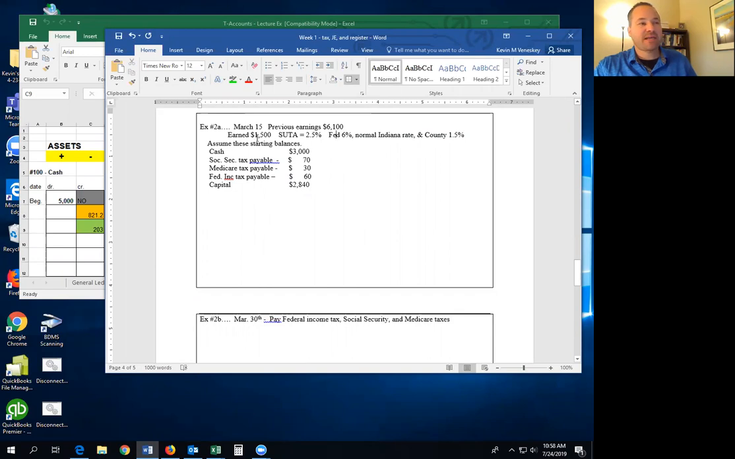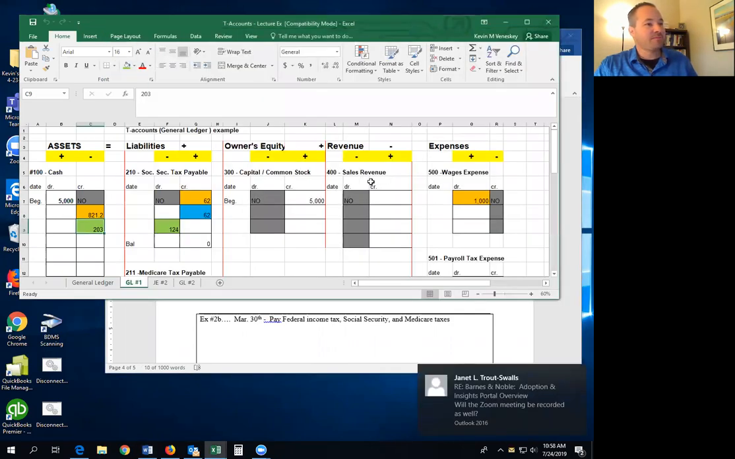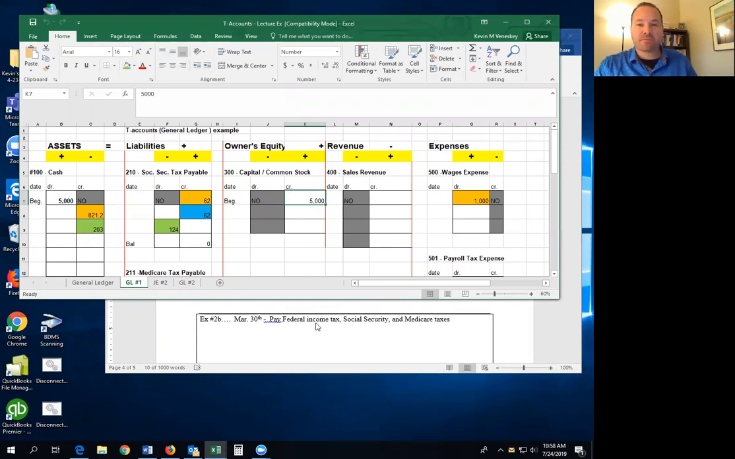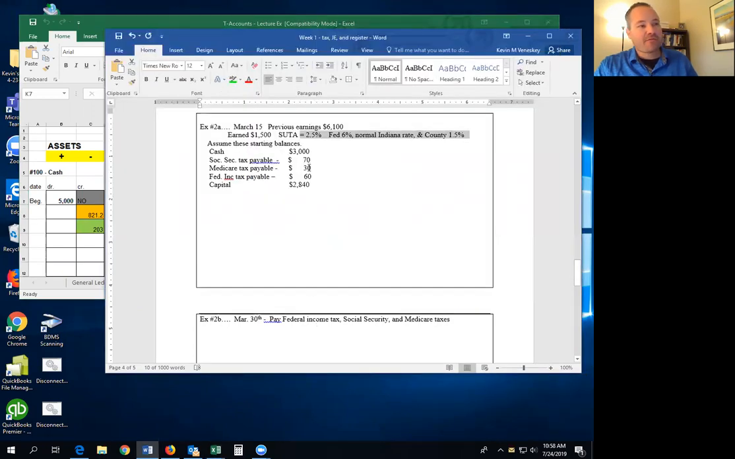The person makes slightly more this time though. And then I give you the rates that I have to give you. You're expected to know the rest. And then finally, instead of just the $5,000 for cash and common stock that I told us the first time, now we have a few more opening balances. And these, especially, we're going to pay off when it's time to make our payment to the government.